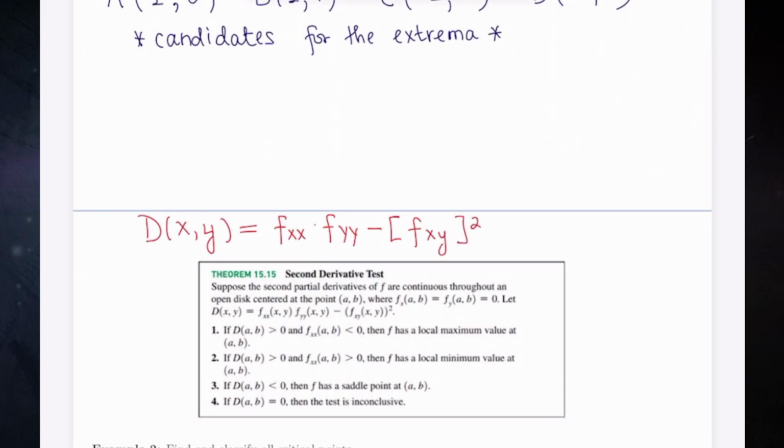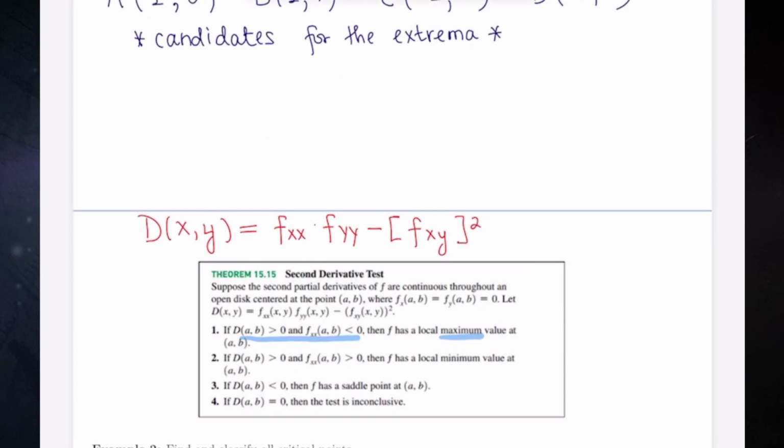Okay, so this is the quantity that we'll need to compute if we would like to classify our critical points. And here you see some conditions that we need to check that will tell us what kind of point we got. All right, so let's take a look at the first condition. It says that if D is greater than 0 and the second partial with respect to x is less than 0, then we have a local maximum.